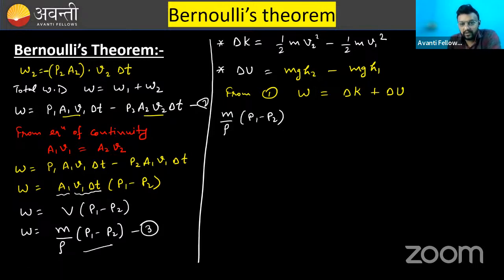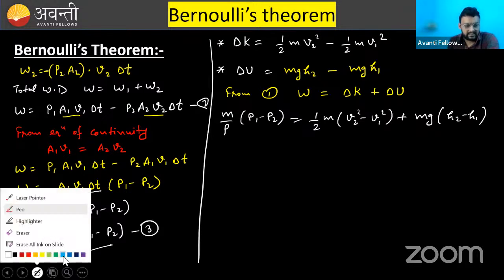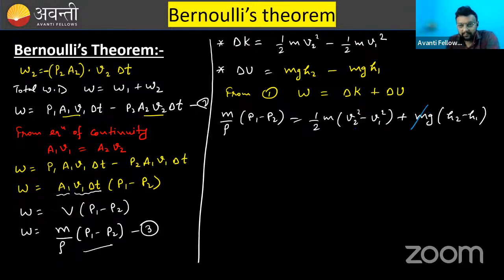From here, I have placed the change in kinetic energy. You can see we can take something common: half m is common, V2 square minus V1 square. This is the change in kinetic energy. Plus change in potential energy, you can again take mg as common: mg (H2 minus H1). Now I can clearly see that this m will get cancelled out.